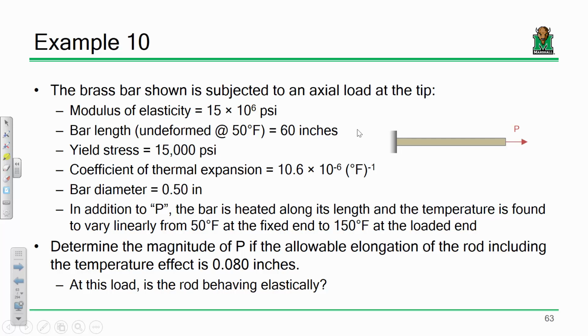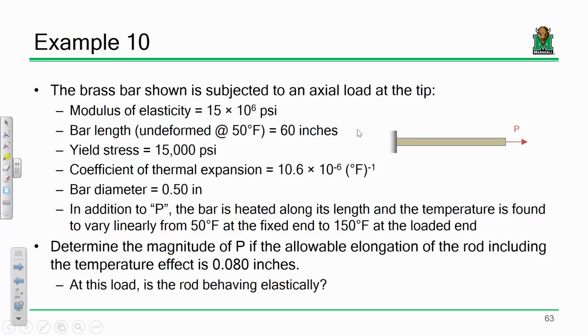Now the thermal load is not constant for this one, it's varying, so imagine that this piece of bar is, I don't know, in some engine or some mechanical gizmo where it's getting hotter on one end than it is on the other. So in addition to P, the bar is heated along its length. So it's 50 degrees at the beginning, and it's 150 degrees at the loaded end. So it's getting hotter toward that load P, okay? So we're going to have to handle that appropriately.